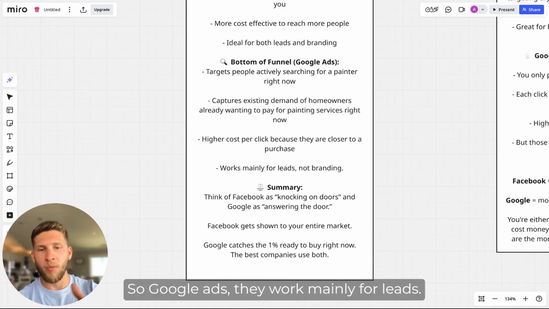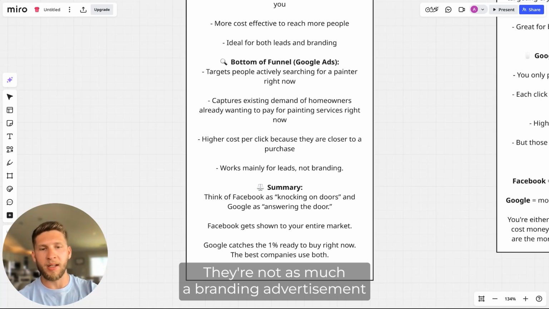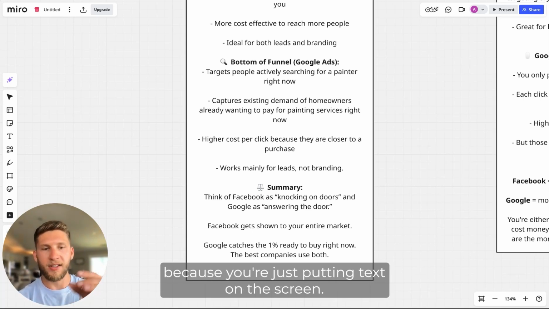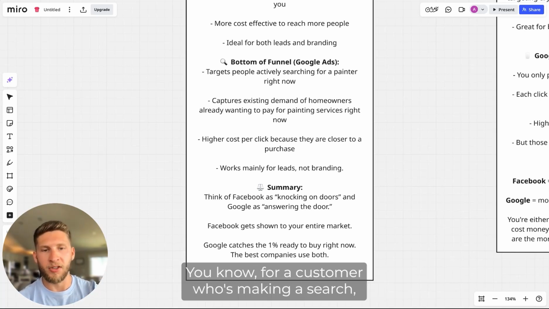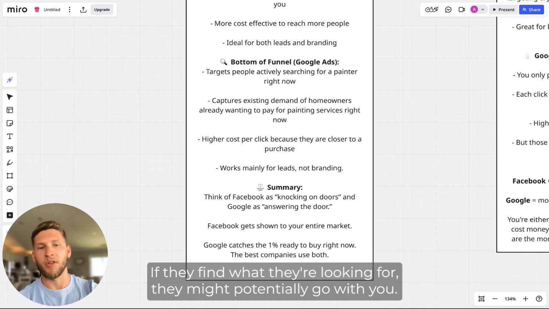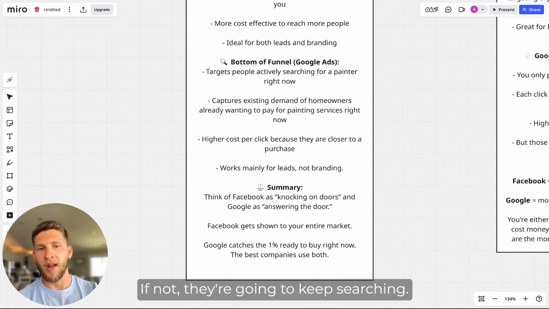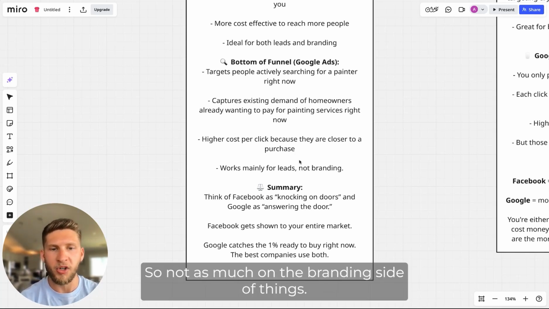So Google ads work mainly for leads. They're not as much a branding advertisement because you're just putting text on the screen. For a customer who's making a search, they're going to click on your website. If they find what they're looking for, they might potentially go with you. If not, they're going to keep searching. So not as much on the branding side of things.